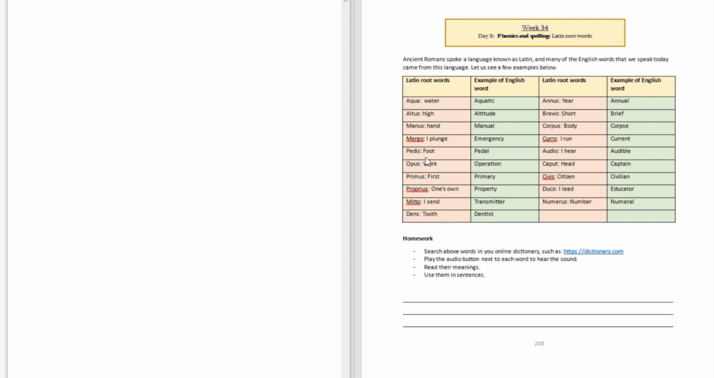The word pedis means foot in Latin. And when you see the word in English pedal, well, you're going to know that's talking about using my feet to do something. The word opus means work in Latin. So when you see the word operation, it means that you're doing some kind of work. The word primus means first, so when you see primary, for example, in English, you're going to be talking about fundamental education. The word proprius means one's own. So when you see the word property, it means that's something that you own in English.